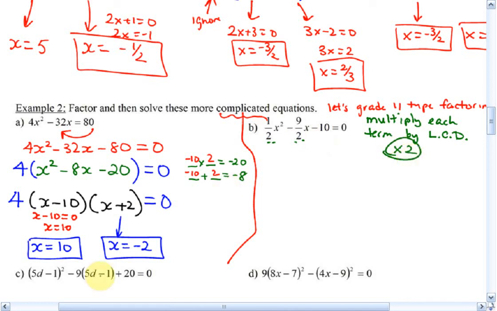What's 1/2 times 2? 1, so that's 1x squared. What's 9/2 times 2? No, 9. Yeah, 18 divided by 2, which is 9. Good. What's 10 times 2? That's right, 20. Okay. Doesn't this look much nicer? Times everything by 2, right? Okay, go ahead, factor this now. No? What did I do wrong?